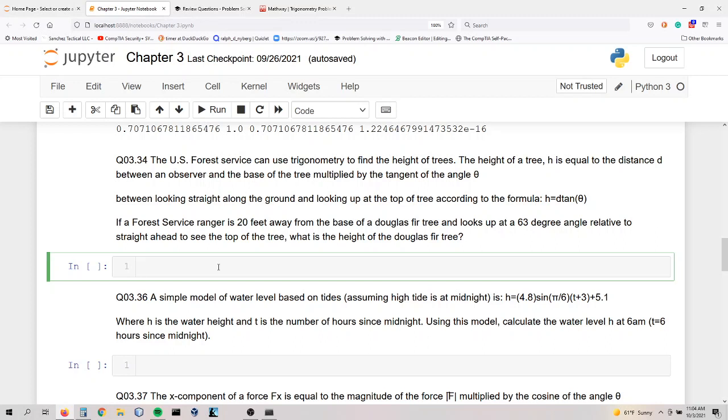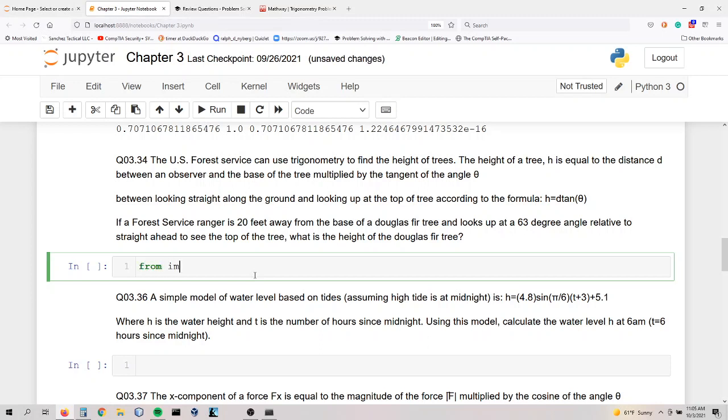The U.S. Forest Service can use trigonometry to find the height of trees. The height of a tree H is equal to the distance D between an observer and the base of the tree multiplied by the tangent of the angle theta between looking straight along the ground and looking up at the top of the tree. The formula is H equals D tangent of theta. If a Forest Service ranger is 20 feet away from the base of a Douglas fir tree and looks up at a 63-degree angle relative to straight ahead to see the top of the tree, what is the height of the Douglas fir tree? So, we do have a couple things here, right?